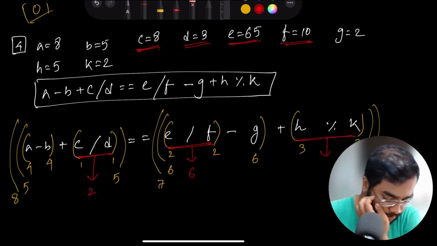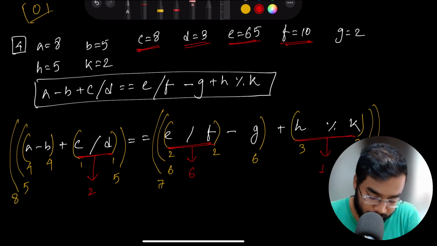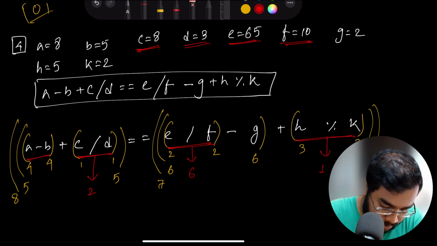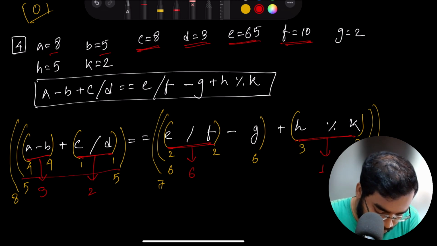Okay, so H is 5, K is 2. 5 modulus 2 obviously would be 1. Okay, now number 4, A minus B. A minus B is 8 minus 5, which is equal to 3. Number 5 is, okay, 5 plus 2, which is 3 plus 2, which is equal to 5.